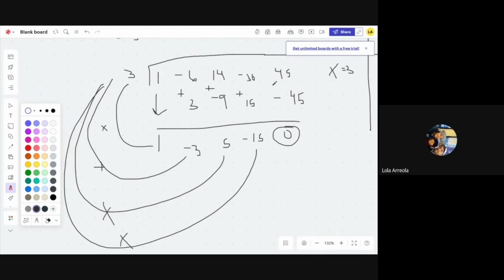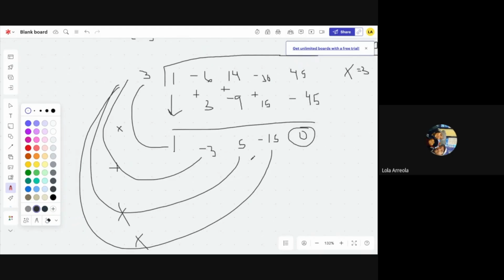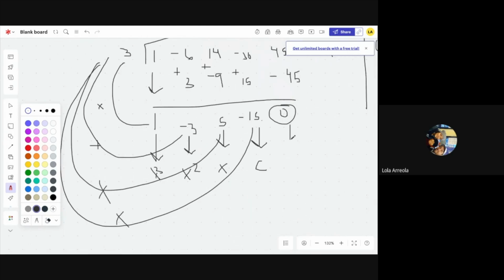Why? Because I found a perfect factor, which is x minus 3. So that means this also has to be a perfect factor. So negative 15 is my constant. 5 is my x coefficient. 3 is my x squared coefficient. And 1 is my x cubed coefficient. If I had another one, it'd be x to the 4th, and I keep on adding. And this one right here is my remainder. So these are all going to be coefficients of these values.